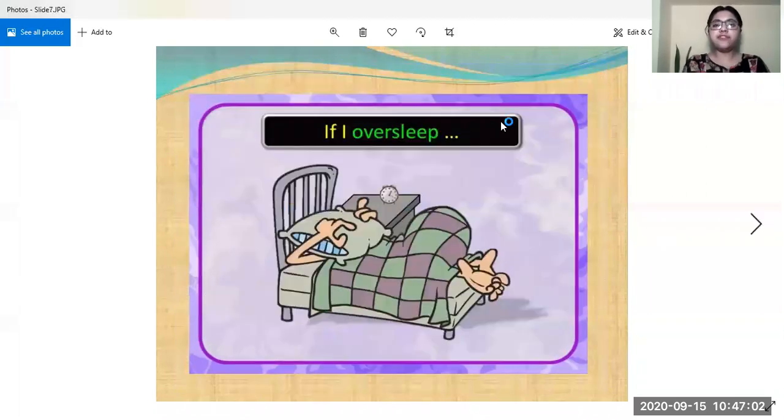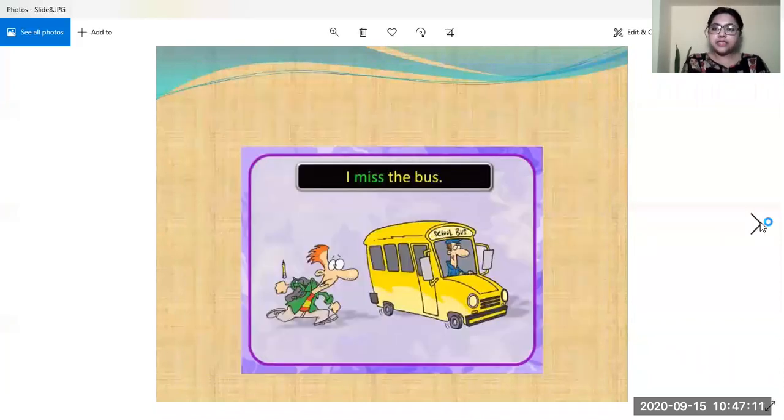Now see, if I oversleep, this is the condition. If I oversleep is the condition where oversleep is simple present. I miss the bus. Again, here miss is what? Miss is the simple present because we do not have any kind of helping verb over here. So in the if clause we had a simple present, while in the main clause also we have a simple present. So if we combine both of them, that is, if I oversleep, I miss the bus, this becomes a zero conditional sentence.